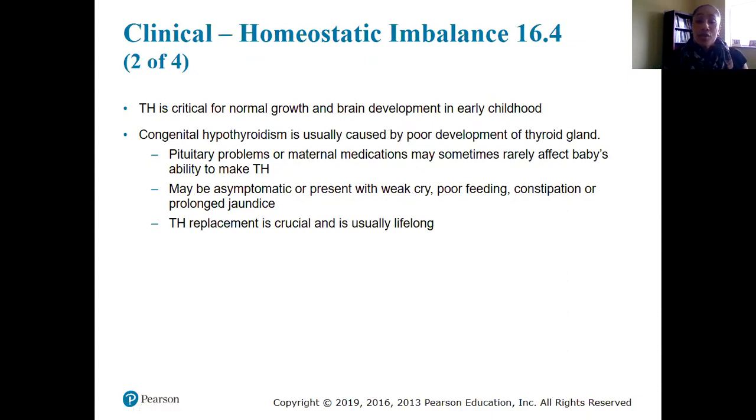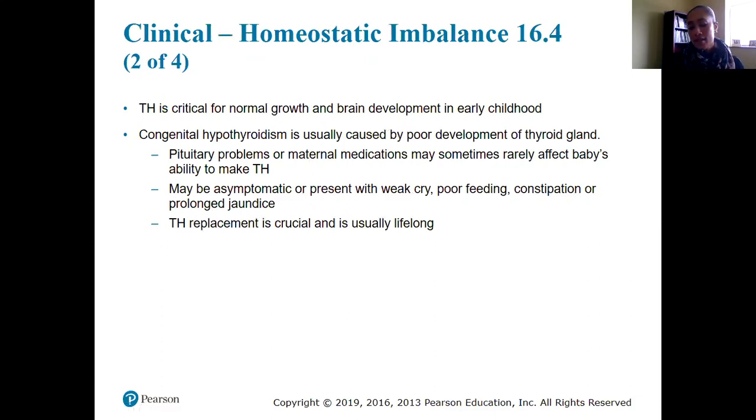Thyroid hormone is critical for normal development of our brain and the growth of our brain as a child. So if you have an underactive thyroid gland, it's usually going to cause poor development of the thyroid gland. And if you have pituitary problems or maternal medications, these may sometimes really affect the baby's ability to make thyroid hormone. It also can be asymptomatic or present with a weak cry, poor feeding, constipation, or prolonged jaundice.